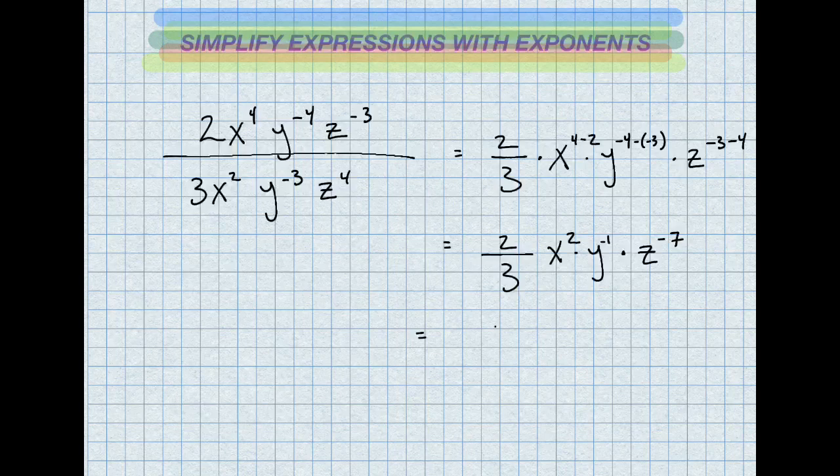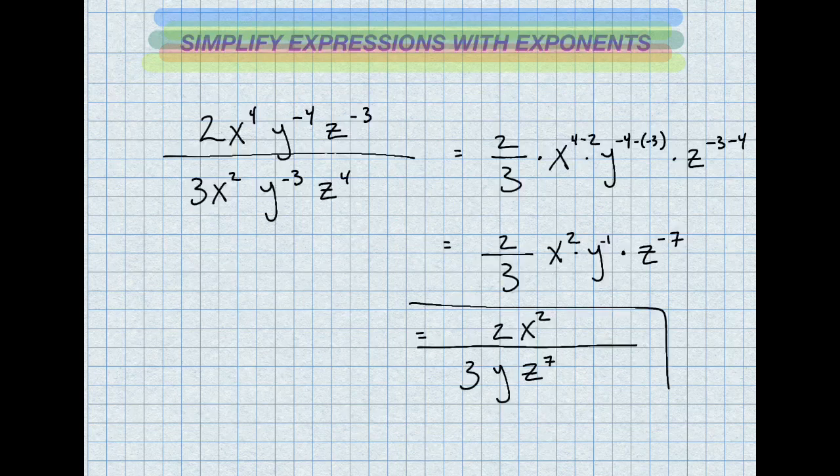So we get our answer as 2 over 3. X squared goes on top because the exponent is positive. The y goes underneath because it's a negative exponent. And the z to the 7th goes underneath because it is also a negative exponent. So here's our answer, 2x squared over 3y, z to the 7th.